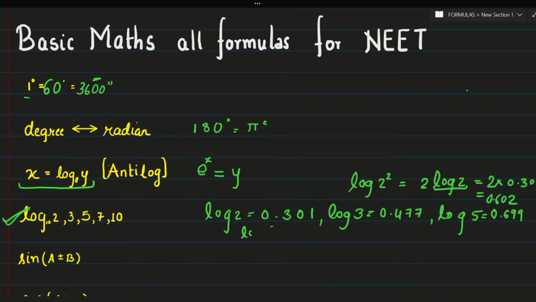Next is log 7. Log 7 is equivalent to 0.845. Last is log 10. Log 10 has the value 1.